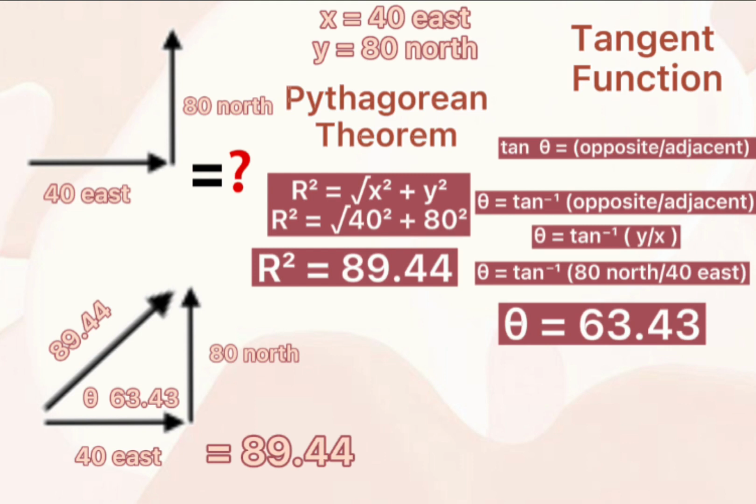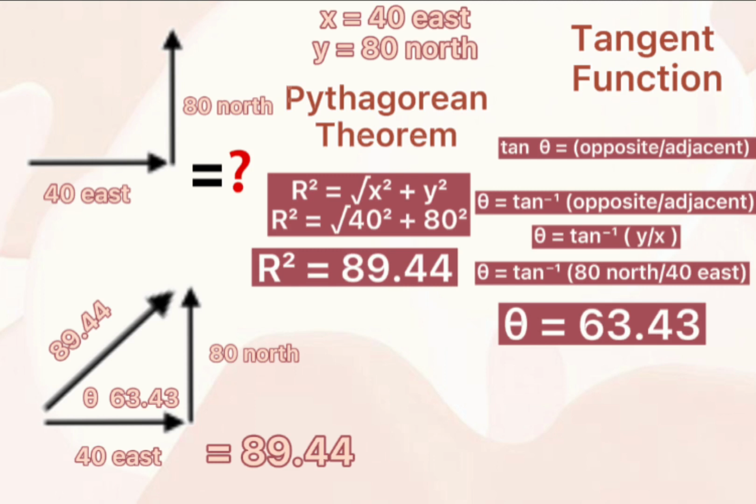To solve this, we should use the Pythagorean theorem so we can solve for the hypotenuse. The formula for this is r equals the square root of x squared plus y squared. Then, place the given numbers in the formula, and the result will be r equals the square root of 40 squared plus 80 squared. And now, the final answer is r equals 89.44.